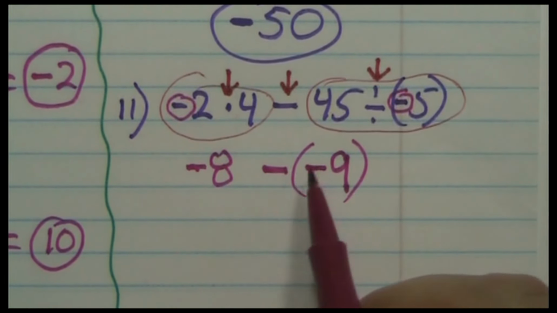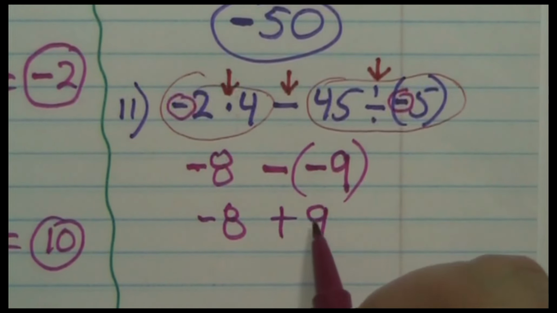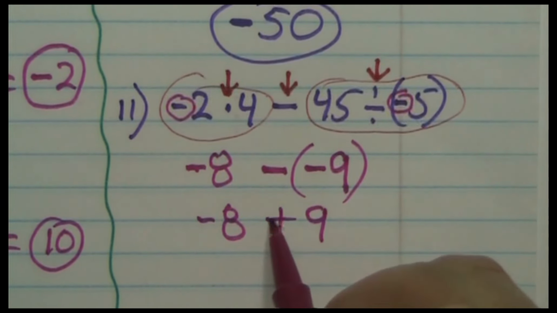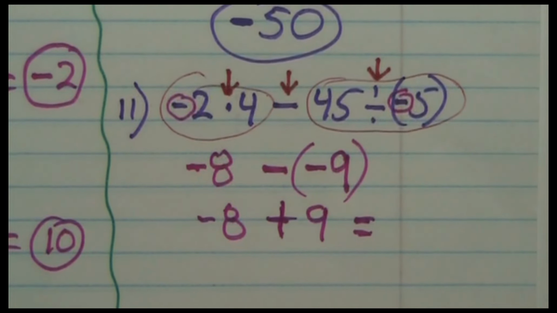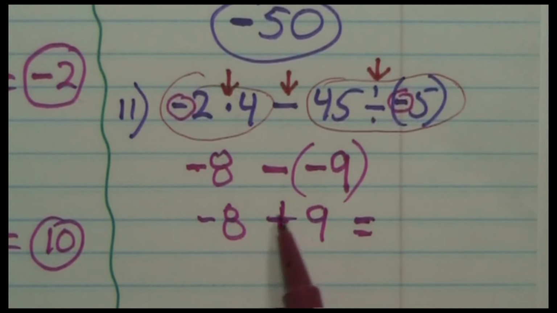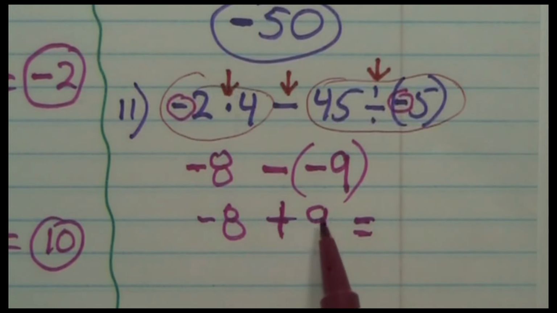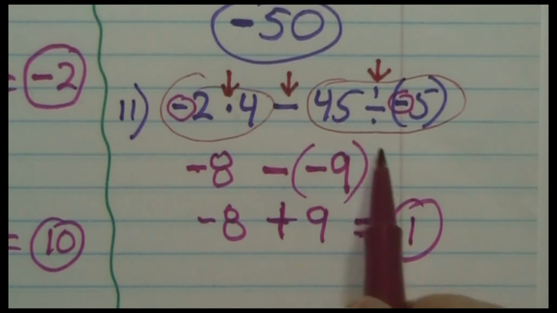We're back to where we were before. This is like a big plus. Negative 8 plus 9. Notice there's more positive than negative. The answer is positive. 9 take away 8 is 1. All of this came out to be just 1.